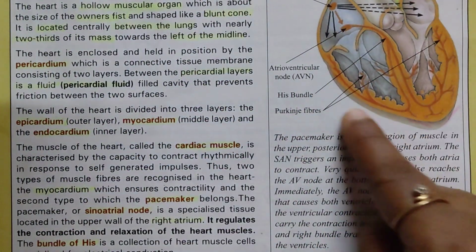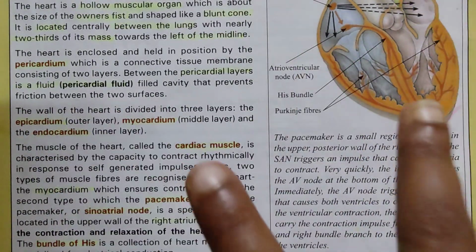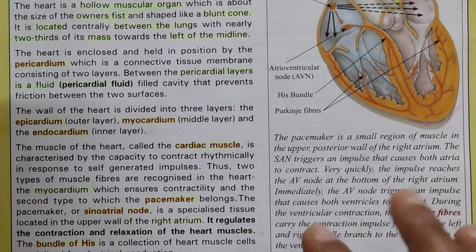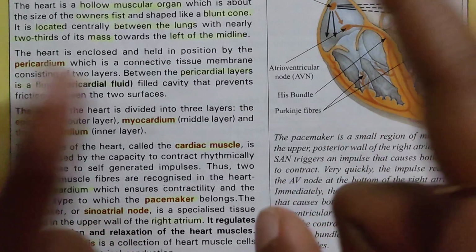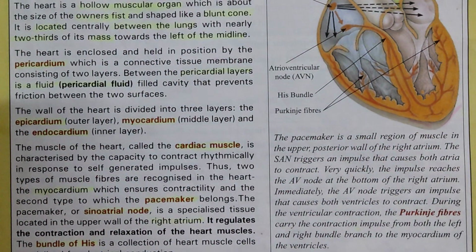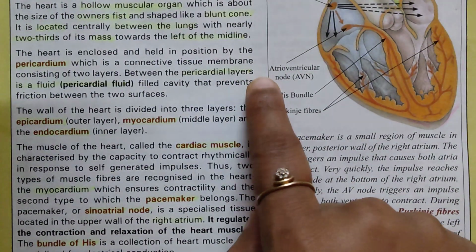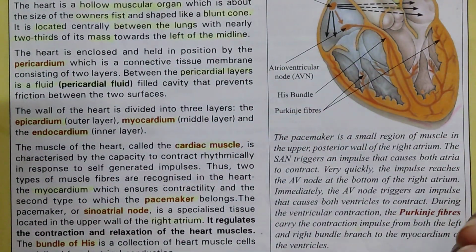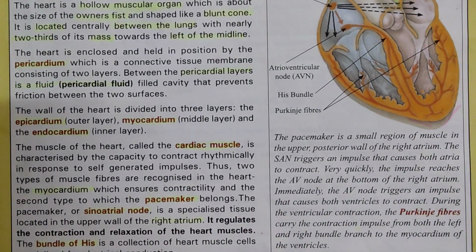Now this outer layer is the pericardium, a connective tissue membrane. This pericardium consists of two layers, known as the pericardial layers, and between the two layers there is the presence of pericardial fluid. Why is there fluid? So that friction doesn't cause the pericardium or the heart to get damaged.